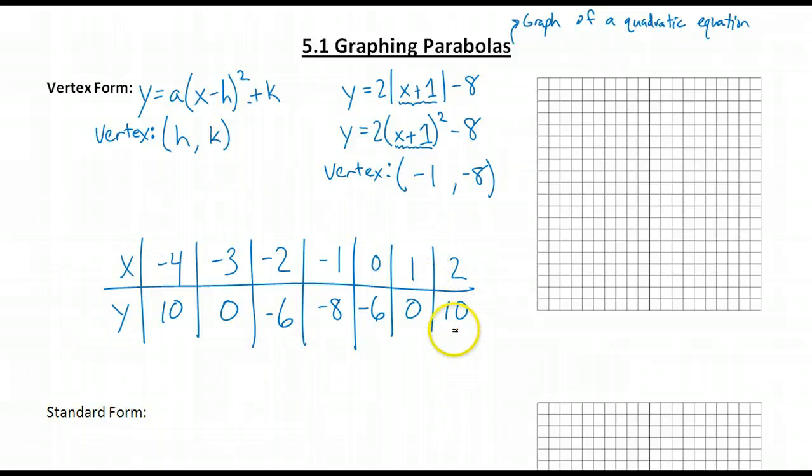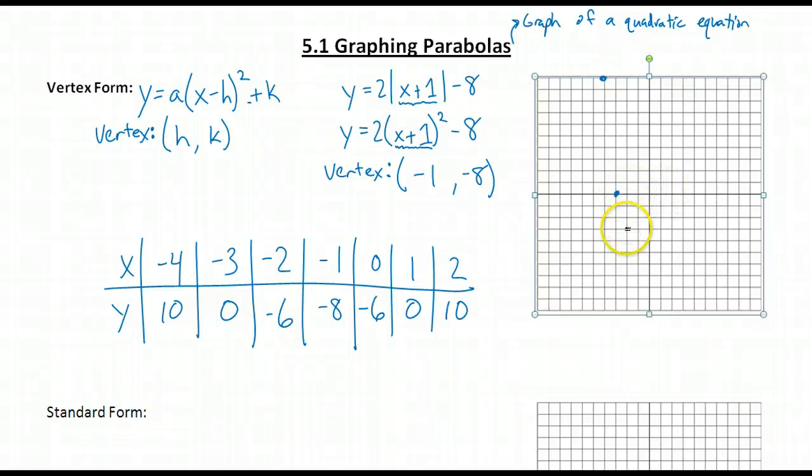After my table is filled out, plot these points. After the points are plotted, connect the points to create a parabola, a U-shaped graph.